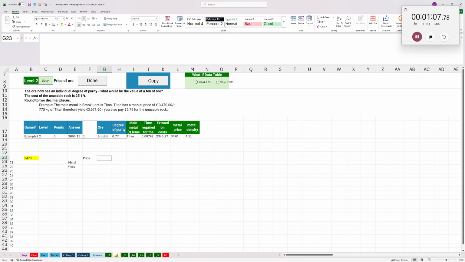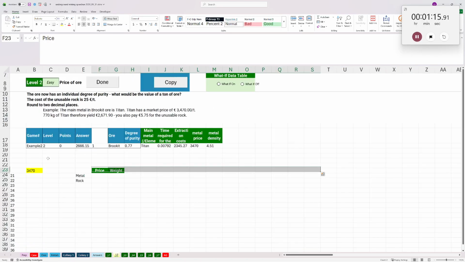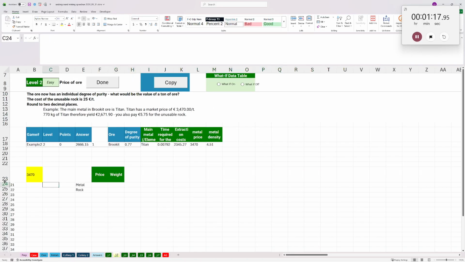They have a different price and weight because the ore, which is this big thing, consists of useless rock and metal. The price of the metal is a lot, and the price of the ore, the rock, is negative 25 euros per ton. So if I say the total weight is going to be 1 ton, right?